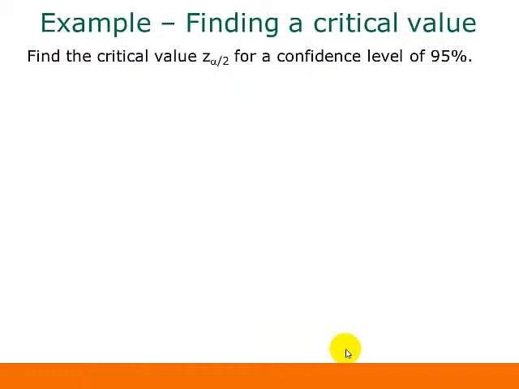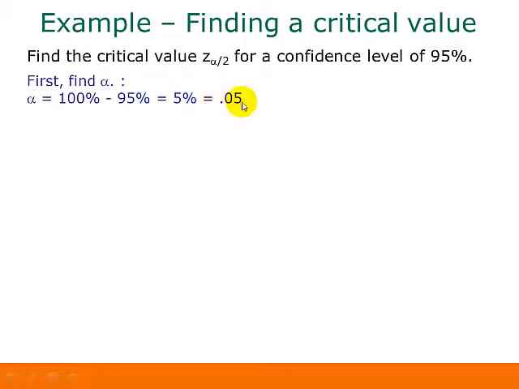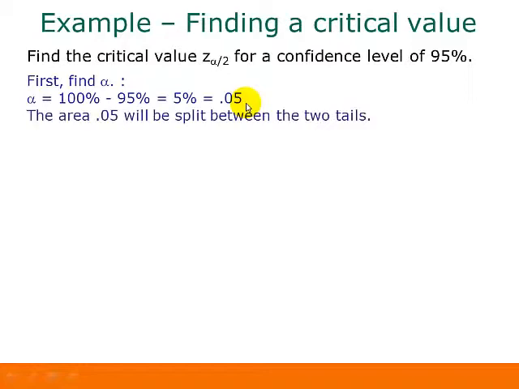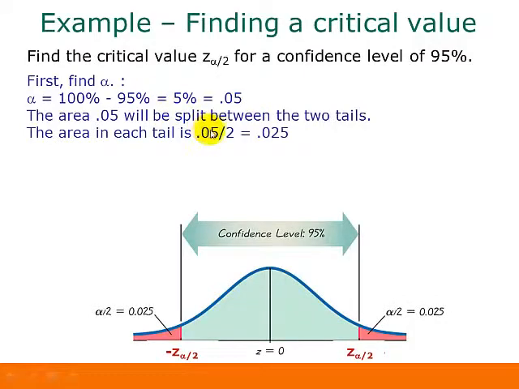Here's an example of finding a critical value for a specific value of our confidence level. So let's find our critical value for a confidence level of 95%. First, we need to find alpha. So alpha is just 100% minus our confidence level. In this case, that's going to be 5%. And we normally write alpha in decimal form, so that would be 0.05. This area is going to be split between the two tails, so we need to divide that by 2. So alpha over 2 is 0.025.